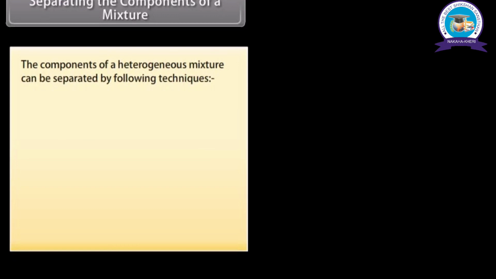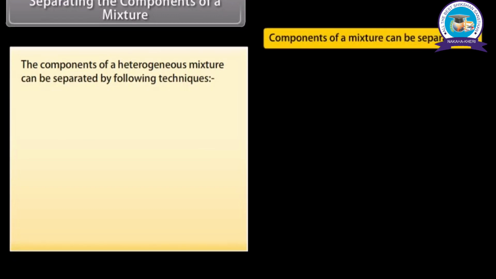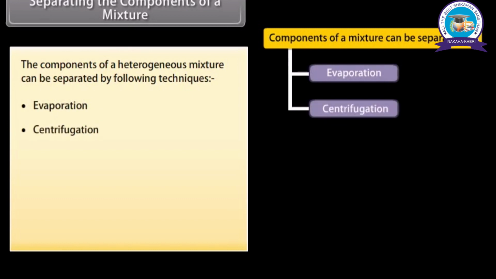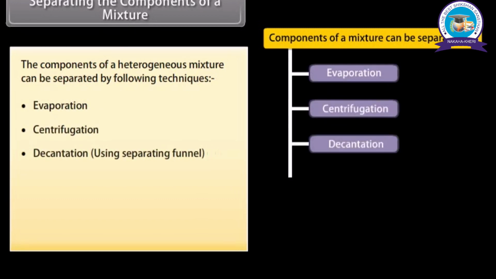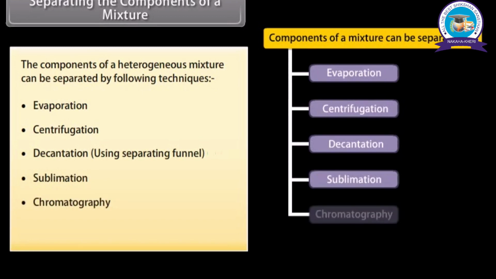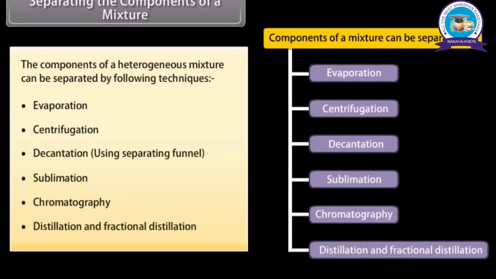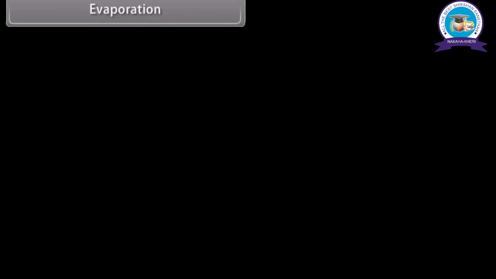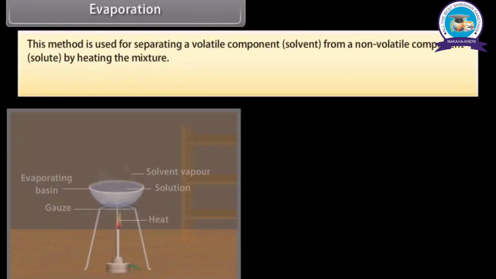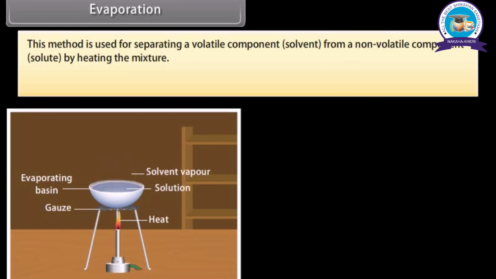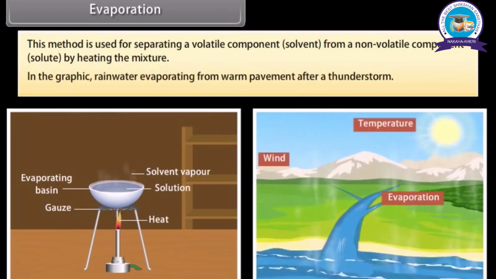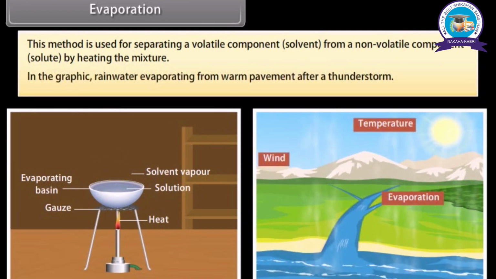Separating the components of a mixture. The components of a heterogeneous mixture can be separated by following techniques: evaporation, centrifugation, decantation, sublimation, chromatography, distillation and fractional distillation. Evaporation. This method is used for separating a volatile component solvent from a non-volatile component solute by heating the mixture. In the graphic, rainwater is evaporating from warm pavement after a thunderstorm.